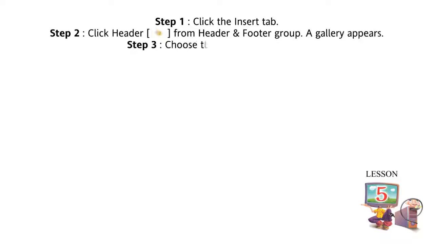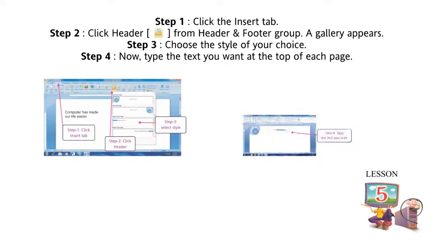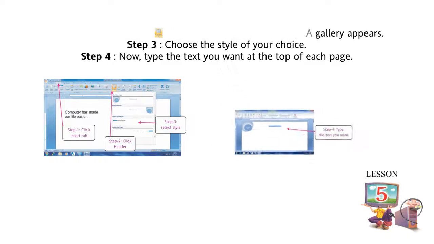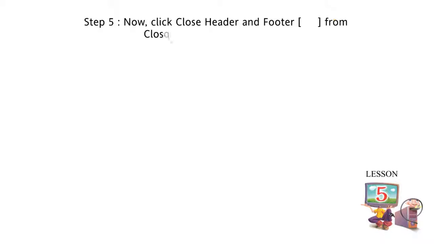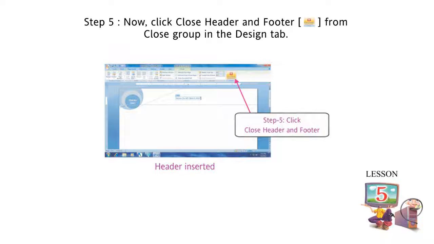Step 1. Click the Insert tab. Step 2. Click Header from the Header and Footer group. A gallery appears. Step 3. Choose the style of your choice. Step 4. Now type the text you want at the top of each page. Step 5. Now click Close Header and Footer from the Close group in the Design tab.